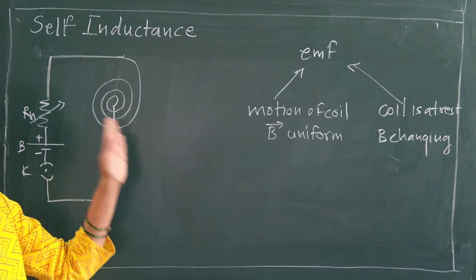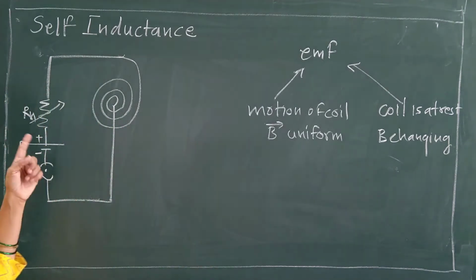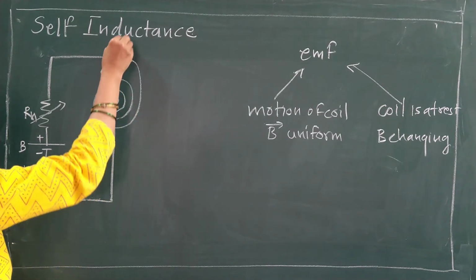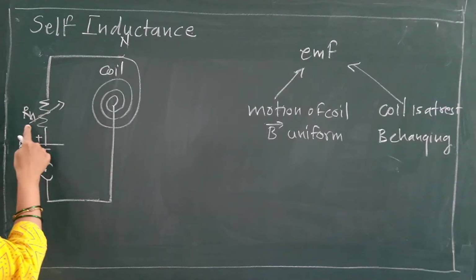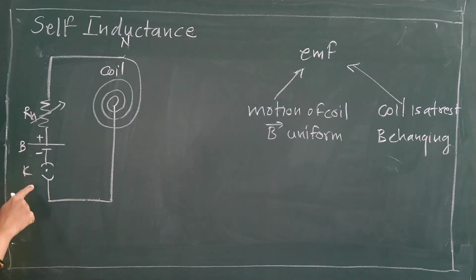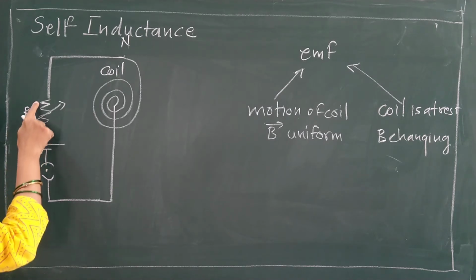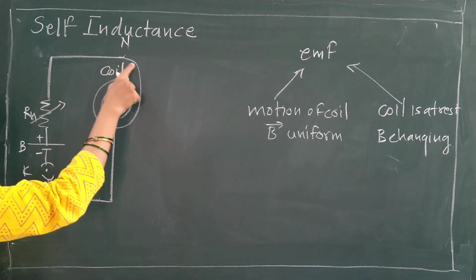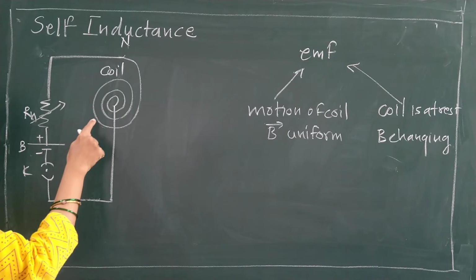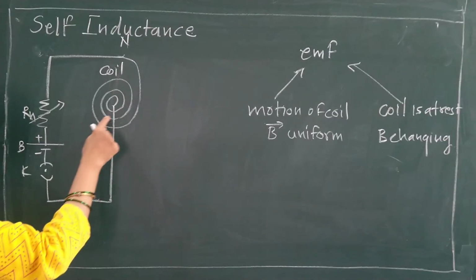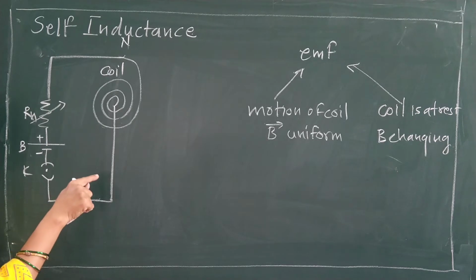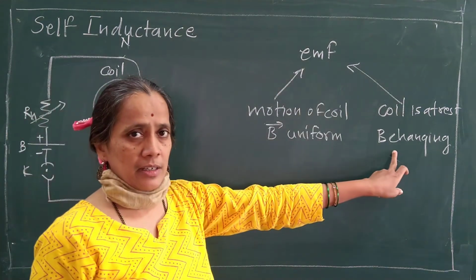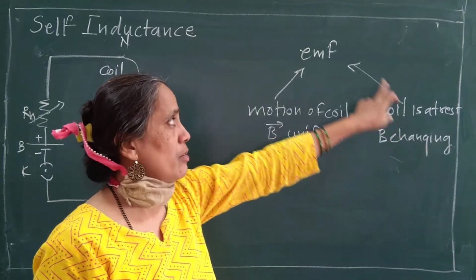In that, whenever there is a change in current, see this diagram. Here is one coil having a certain number of turns, connected in series with a rheostat, battery and key. If I move the rheostat, then due to the change in position of the rheostat, the flow of current through this coil goes on changing. Due to the change in current, there will be a change in magnetic field. And due to the change in magnetic field, though the coil is at rest, there will be a production of EMF.